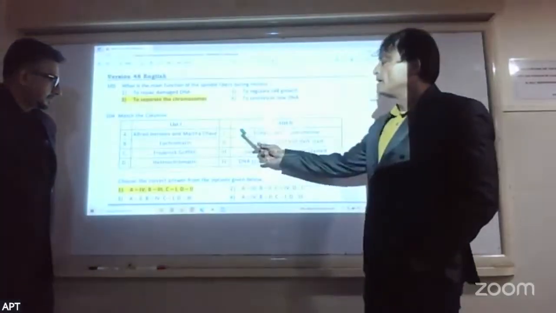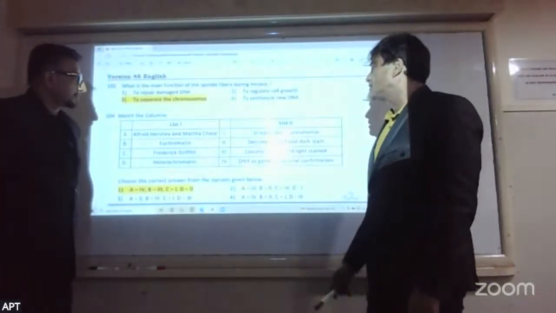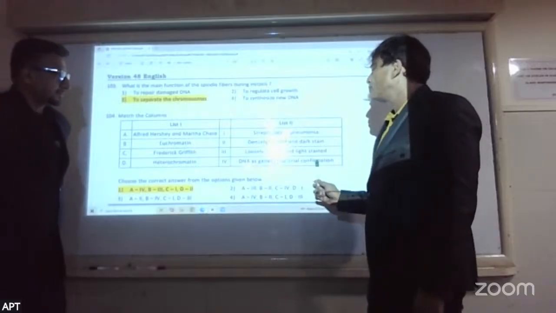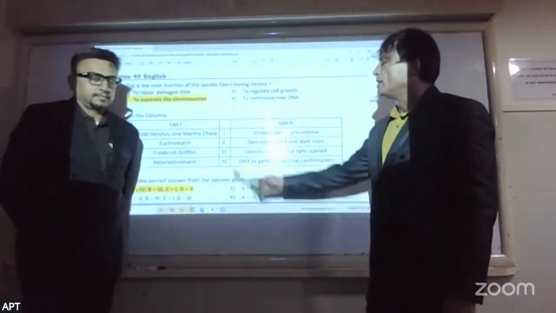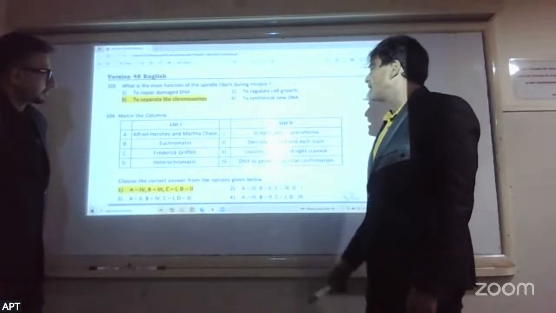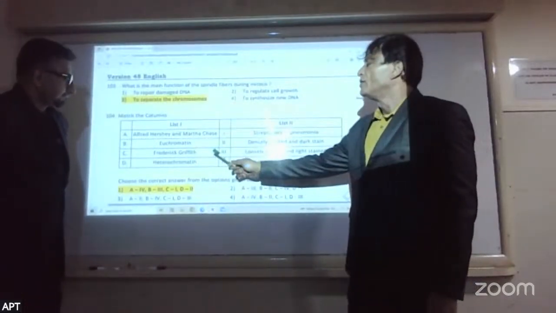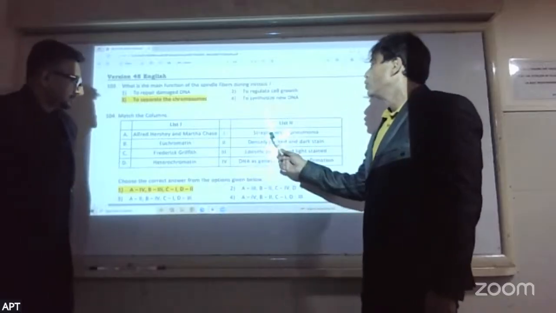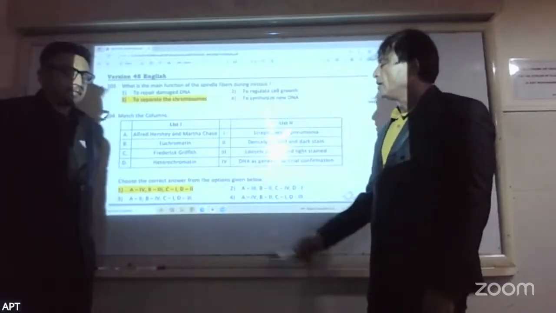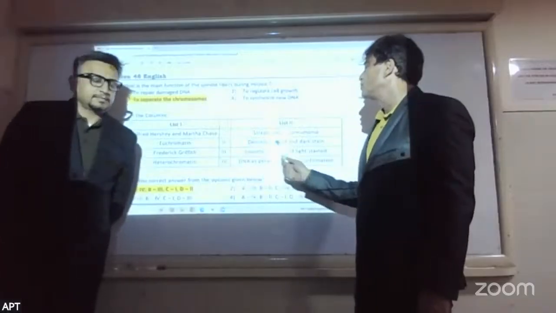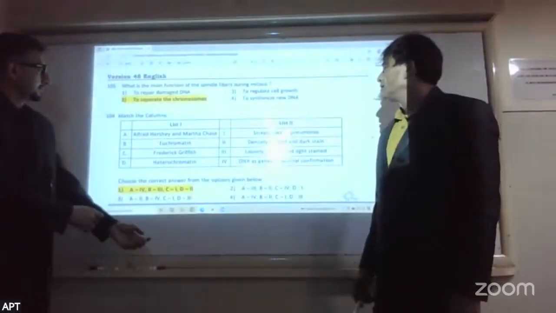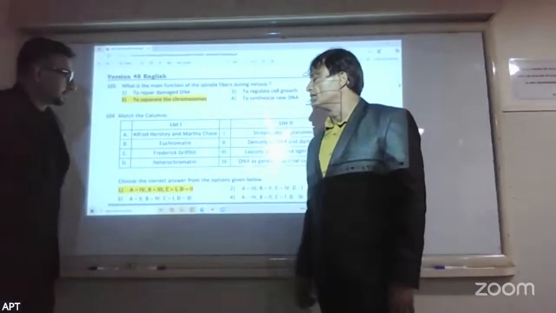Well, we have a match the column. Alfred Hershey and Martha Chase. We all know they have proven that DNA is the genetic material. Euchromatin, one of the characteristic features is loosely packed and lightly stained. Frederick Griffith, another scientist who worked on Streptococcus pneumoniae, and heterochromatin is always densely packed and darkly stained. So obviously the answer is 1.